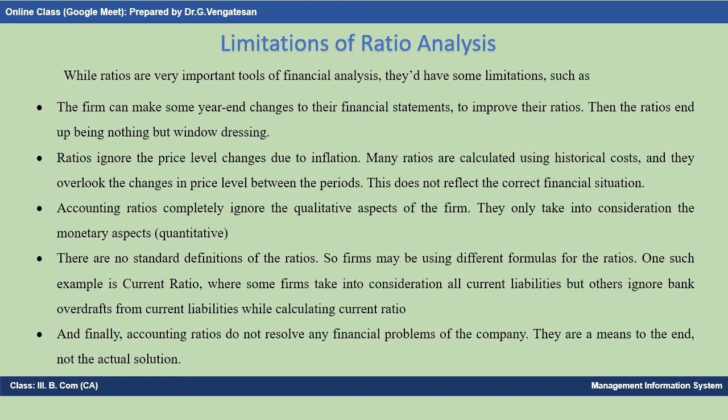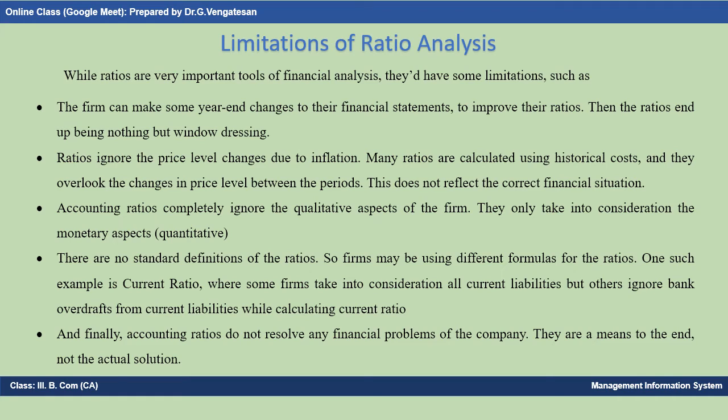Because of the many types of business that are available in the global era, there is no standard formula or no standard definition for calculating the ratio analysis. Here the example given is current ratio, where all of us will consider the current liability, but in some situations the bank overdraft from the current liability will be taken for the calculation, and sometimes it will be ignored from the calculations. So there is no such standard thing that this has to be added and these items to be rejected for calculating the ratio analysis.